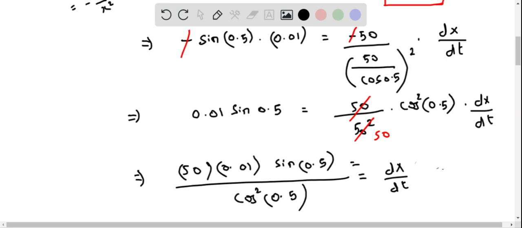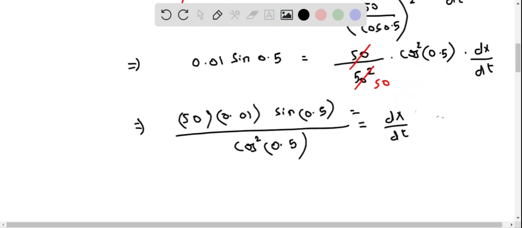And when we plug this into the calculator, we get the value of dx by dt equals 0.311. This is in terms of feet per minute. So basically the distance between the two persons is changing at a rate of 0.311 feet per minute. So this answers this question.